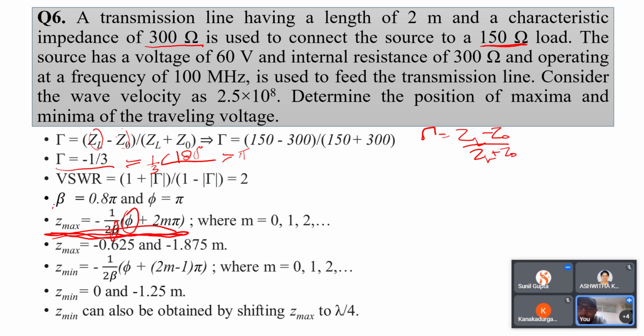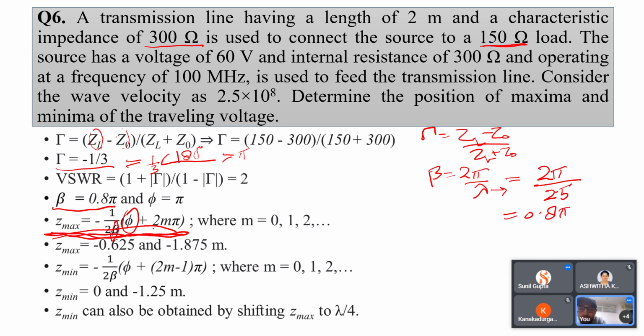And for obtaining the value of beta, as I said in the previous example, it is 2 pi by lambda, and lambda here is the same as the previous question because these parameters are the same. So 2 pi by 2.5. Okay, so this becomes 0.8 pi.